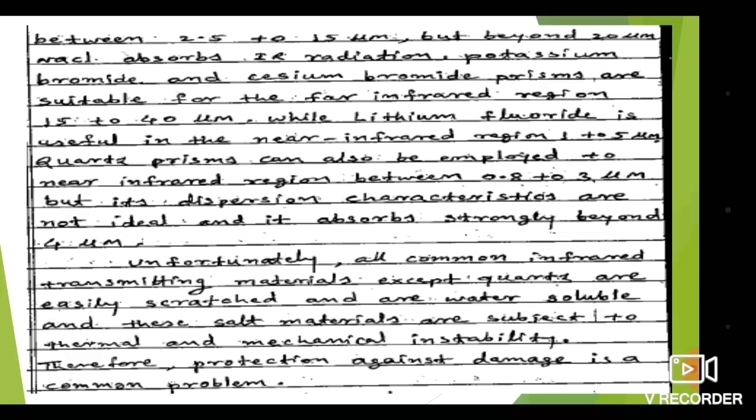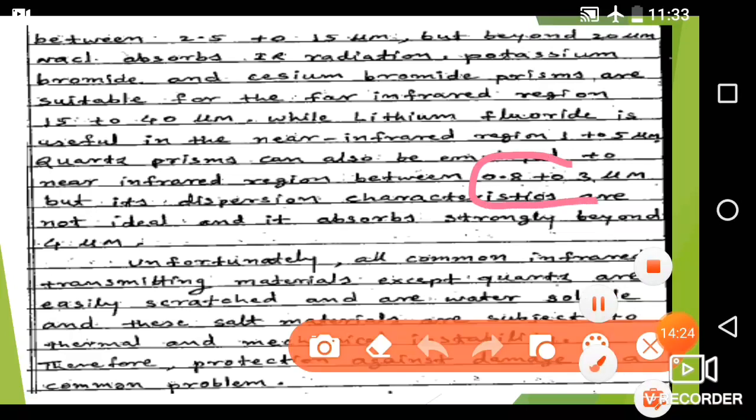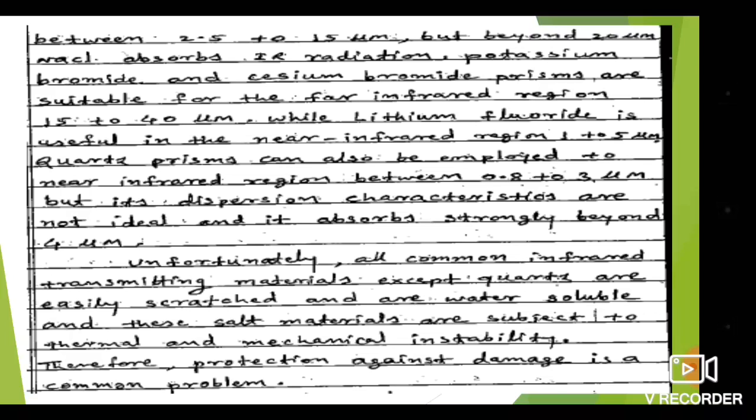Okay, then the quartz prism can also be employed in the near infrared region between 0.8 to 3 micrometer. If the wavelength is less than 1, that is 0.8 to 3, we can use the quartz prism, but its dispersion characteristics are not ideal and it absorbs strongly beyond 4 micrometer. That is the drawback of this quartz prism: it absorbs IR radiation beyond 4 micrometer, so it is not feasible to use after 4 micrometer.